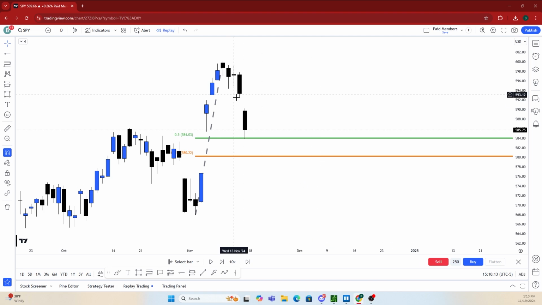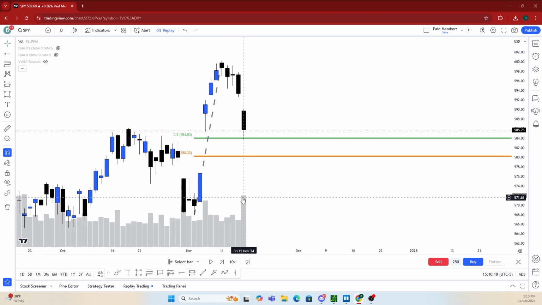So yes, this is a red candle. Now, if we turn on the volume, yes, we also have red volume. But what do we notice with price at this key level and the volume right here? Again, the wick is very small compared to the overall body. But this huge elevation in volume is actually telling us that a lot of buyers were present right at this 50% retracement. So a majority of this volume more than likely came in on the buy side, and it was at this lower wick right here.